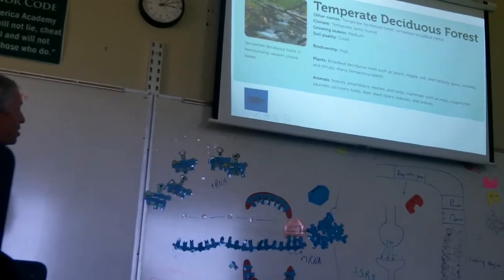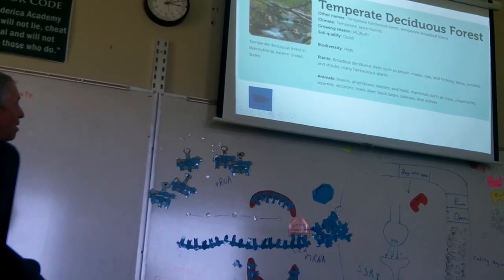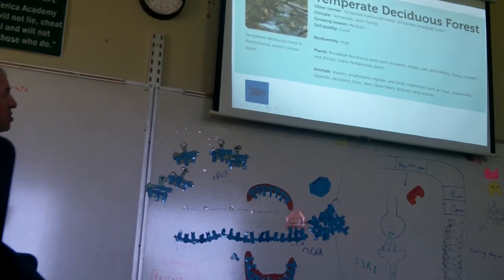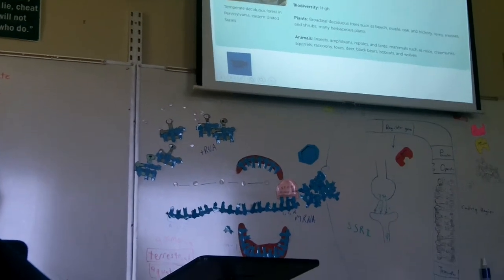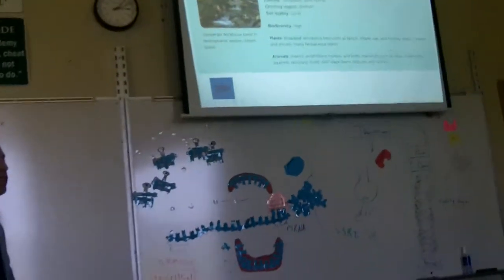Let's talk about deciduous forest. This is where we are right now. We're in the temperate deciduous forest. Now, deciduous means that it loses its leaves every year. These types of trees that we have, beech, maple, oak, hickory, they drop their leaves in the winter.